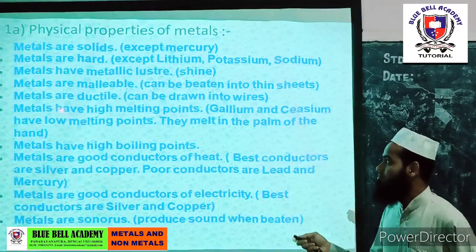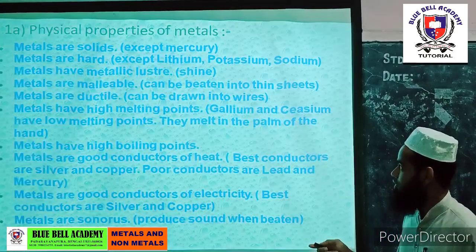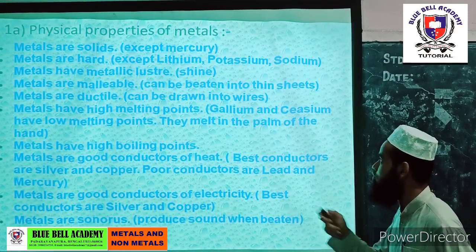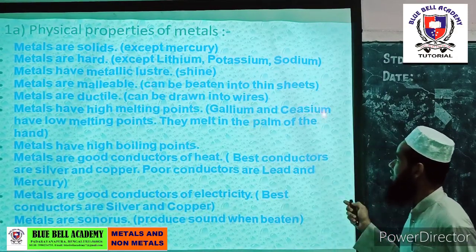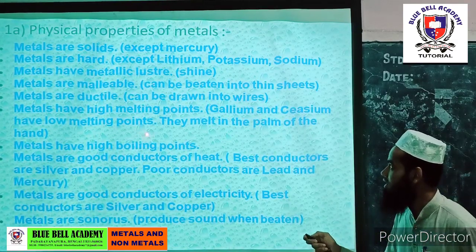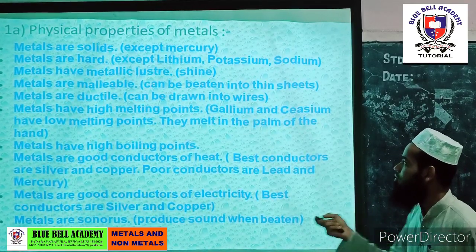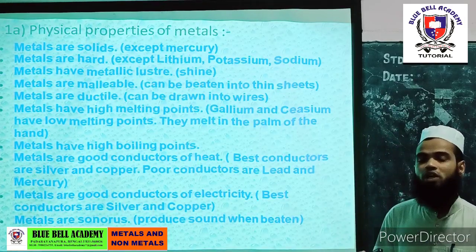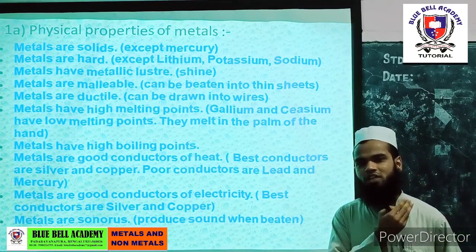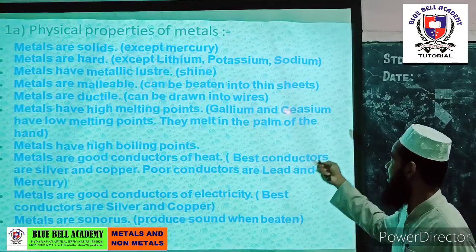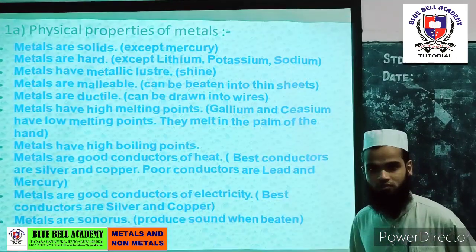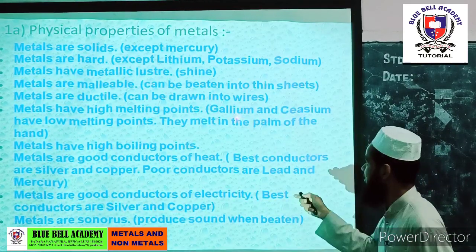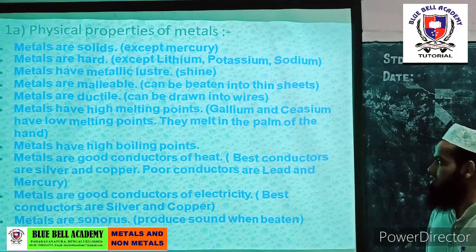Next we move on to the next physical property. Metals have a high melting point. Gallium and cesium have a low melting point. They melt in the palm of your hand itself, at your body temperature. Within that body temperature itself, gallium and cesium will melt down. So remember, all the metals have a high melting point except gallium and cesium.